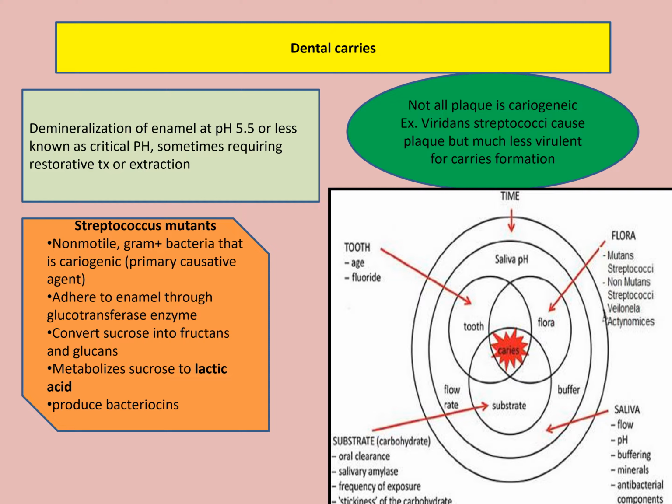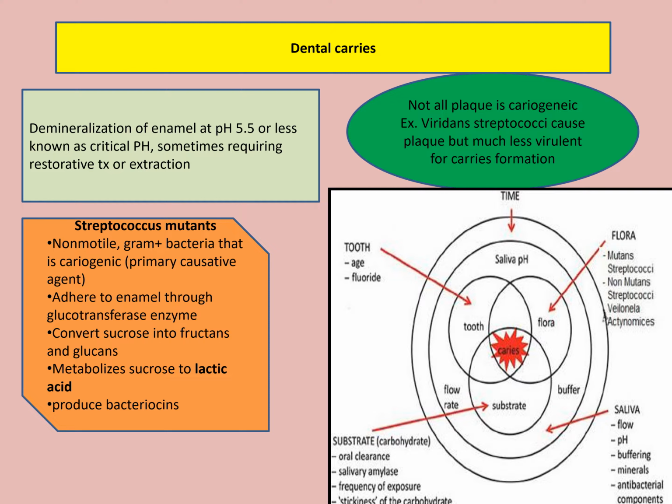So we can see the dental caries, and this is called a Venn diagram, in which we can see there are three factors that mainly lead to dental caries: the tooth, which is the host, the flora, the bacteria, in which Streptococcus mutans, as we know, is the initiator bacteria of the caries, and the substrate, which is the carbohydrates.